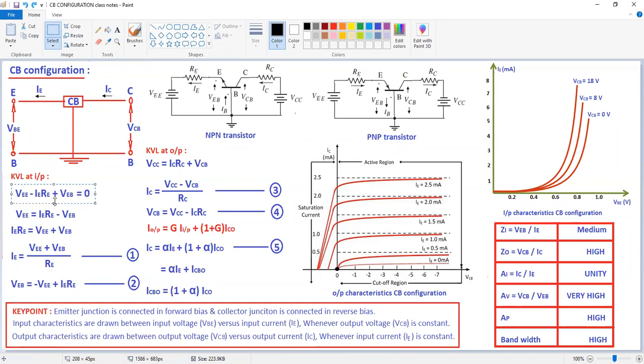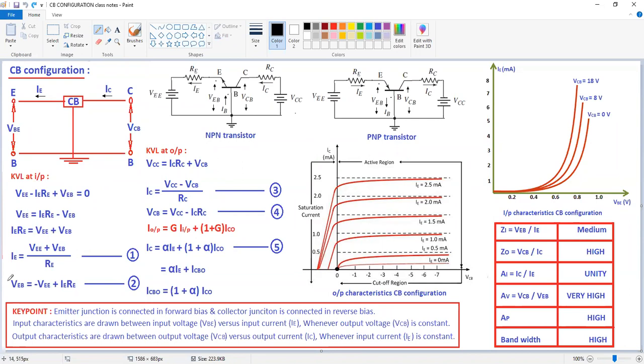From this equation I want to write down the input voltage equation as well as input current equation. Here VEB is called input voltage. From this equation, VEE is supply voltage, IE input current, RE current limiting resistor at input side, VEB input voltage. Now our requirement is this input voltage. Now VEB is equal to minus VEE plus IE into RE.